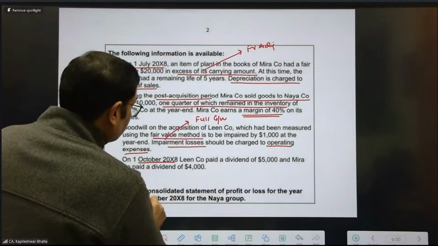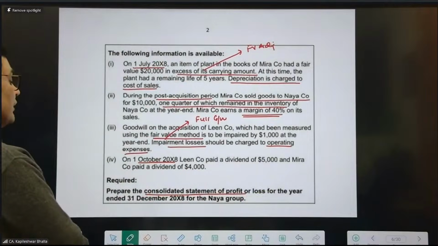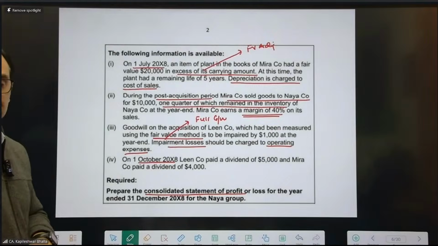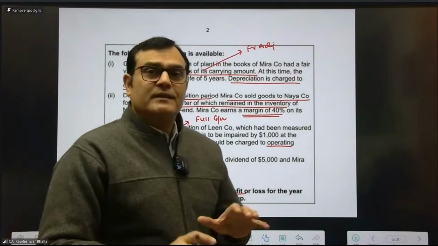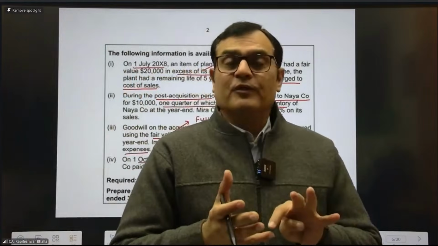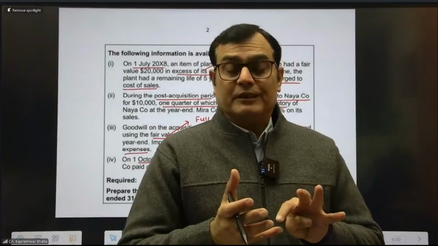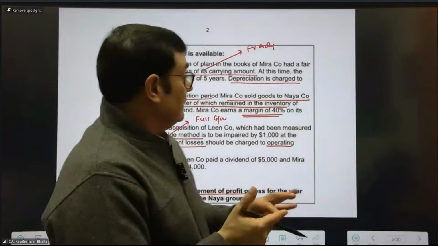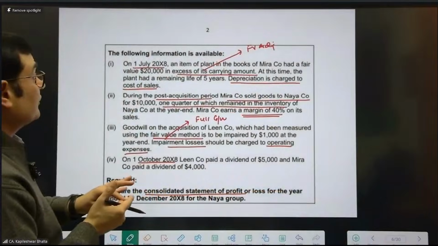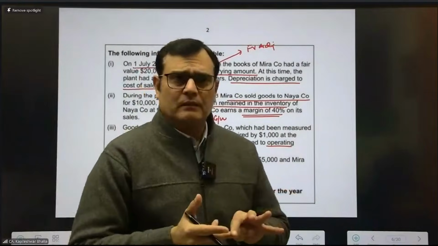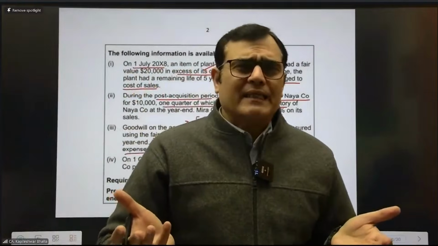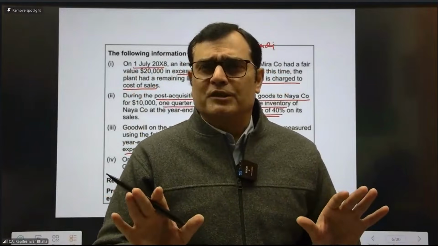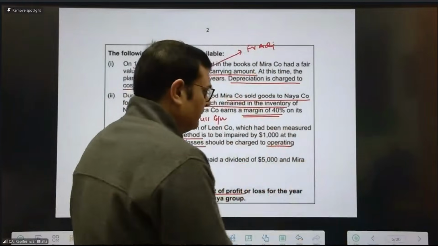We are required to prepare a consolidated statement of profit and loss for the year ended December X8 for the Navya Group. Okay, so I think now we can see that there are a lot of adjustments. We've got the stock reserve adjustments, the goodwill impairment, and we are also given the adjustments as far as fair value additional depreciation is concerned. Intercompany owings as it is has got no relevance. So I think it contains almost all the kinds of adjustments in this case. Let's begin.